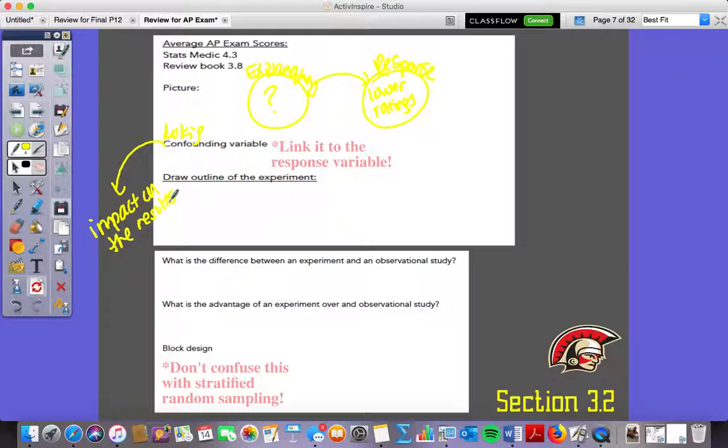It doesn't look like lurking. I don't know what that is. I'm sorry. L-U-R. I'm not lurking. Okay.